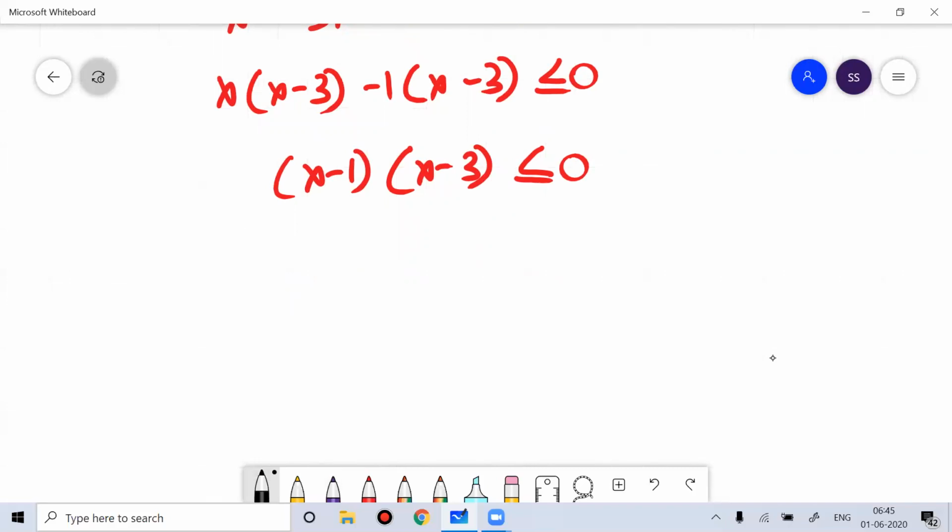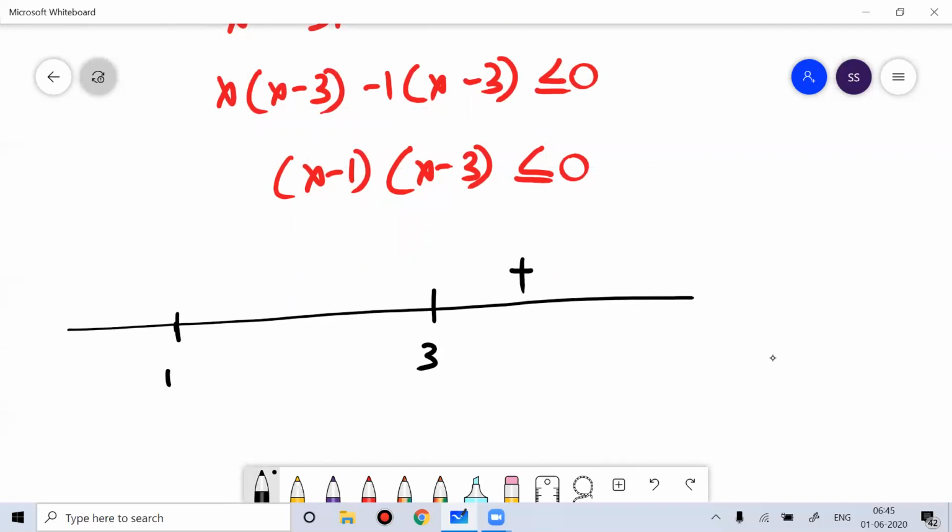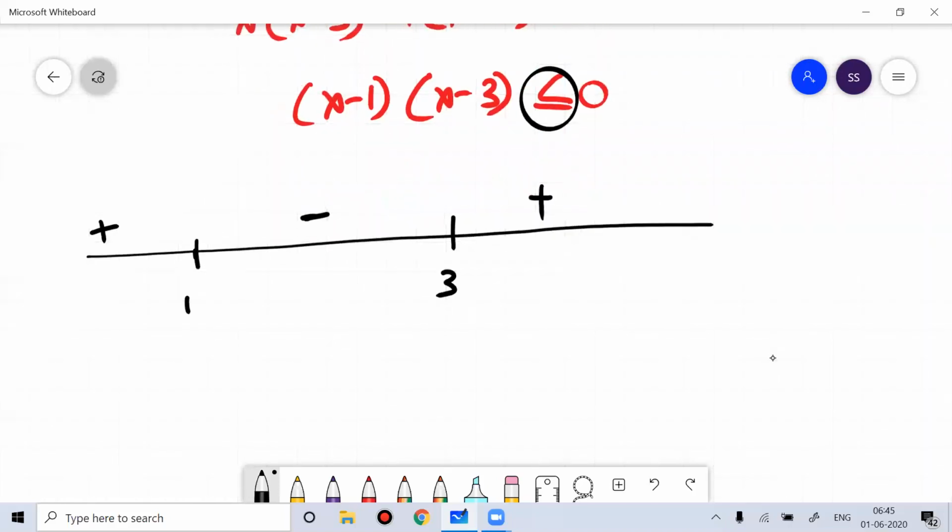So if you draw a number line, wavy curve method, everyone knows that. So here you get positive, negative, positive. So what you are looking for? You are looking for less than or equal to. The less than and equal to, that is possible if the value of x is between, inclusive of 1 and 3.